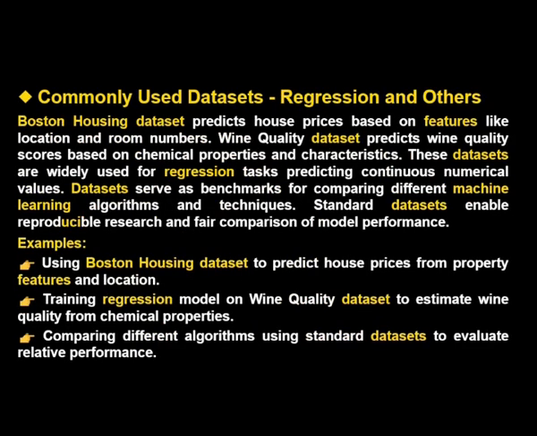The next one, continuous values. For regression problems, datasets like Boston housing and wine quality are widely used, and these datasets predict continuous values such as prices or quality scores. They are used to compare different algorithms under standard conditions.